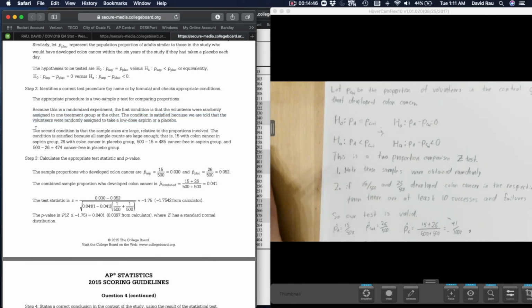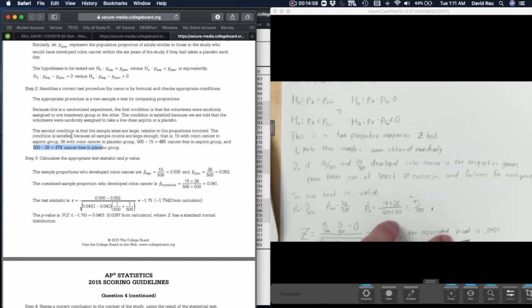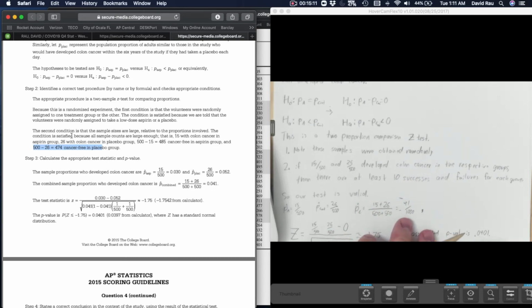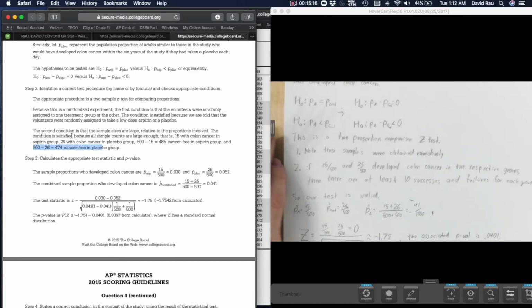So we meet that, and the sample sizes are large. Again, that is 15 and 26. Essentially they're just talking about the fact that we have at least 10 successes or failures. What you should also do, which I didn't do, is go back and check. Technically, what this ensures is that your sampling distributions are approximately normal, or rather that they can be approximated by the normal distribution.